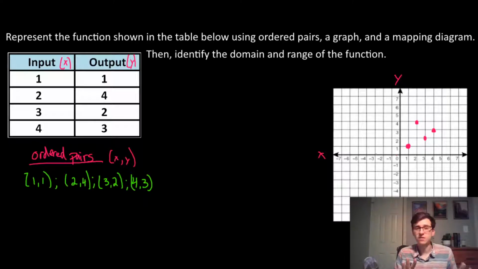These are all points on my function. Now, don't connect them, right? Just the points are represented in this function. Later, we'll talk about continuous and discrete functions, but for now, these points, this is how you represent this function using a graph. Okay, what about a mapping diagram?